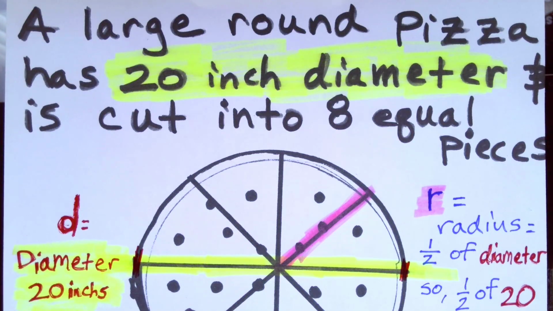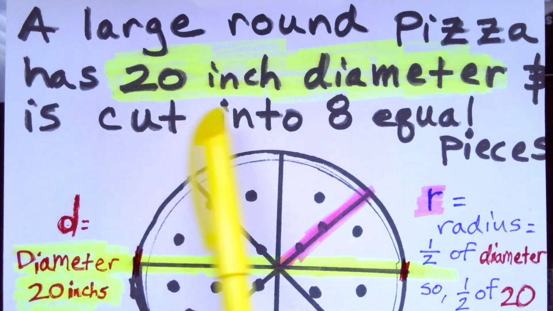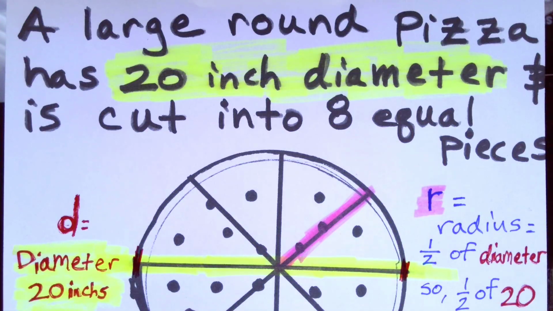So, I want to get into how to use the formula and a couple of other little details in order to answer this question, finding the circumference of the pizza pie. Part 3 video. All right. So, the large round pizza has a 20-inch diameter and it's cut into 8 equal pieces.